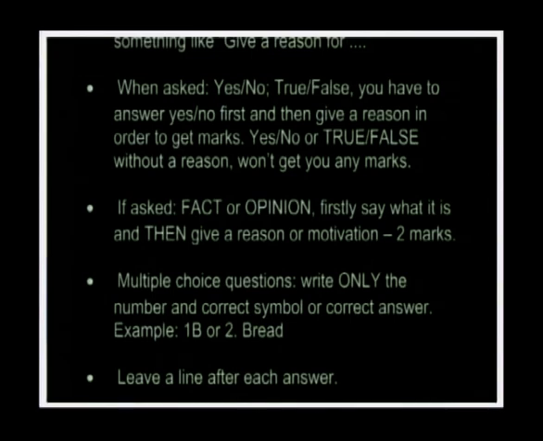When you get multiple choice questions, you write only the number and the correct symbol. That's very important for you to remember. It's just the number and the correct symbol or correct answer. And there's the example: 1B or number 2 with the answer only. You don't write the entire sentence out.